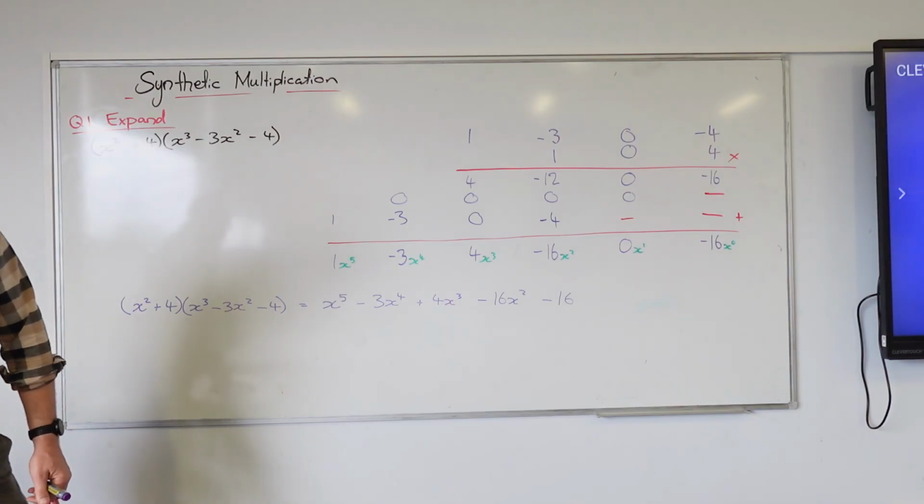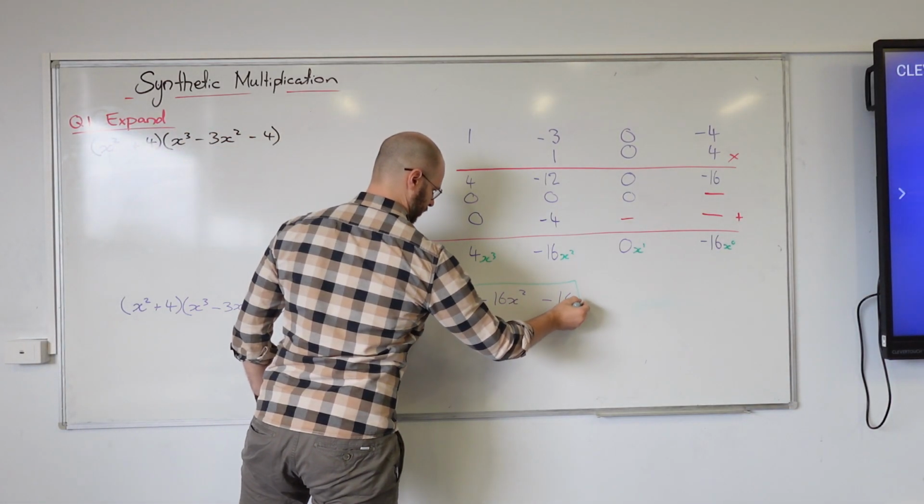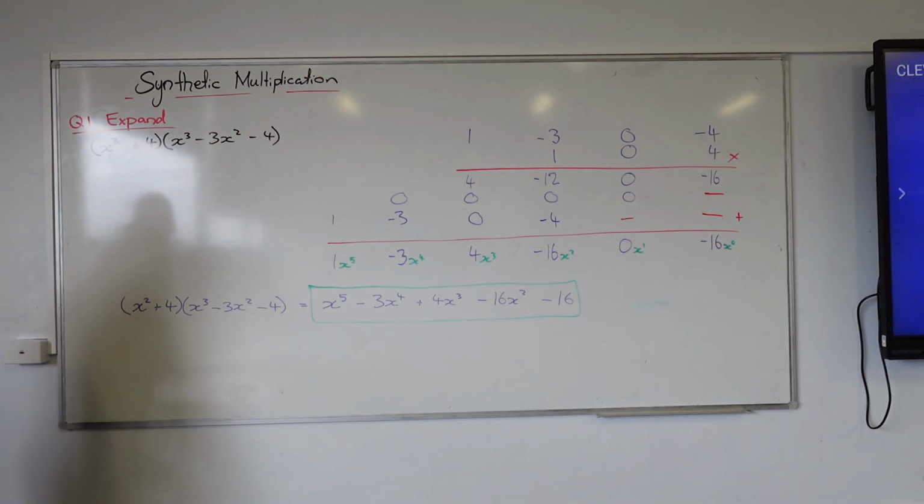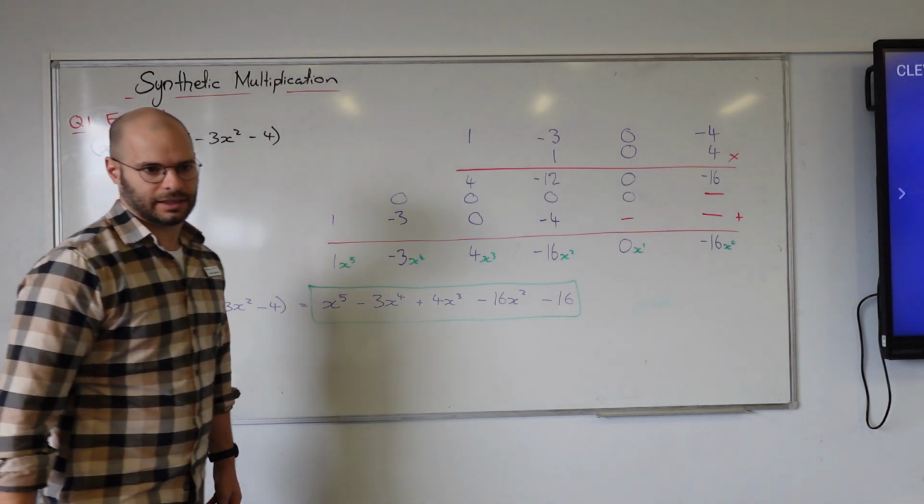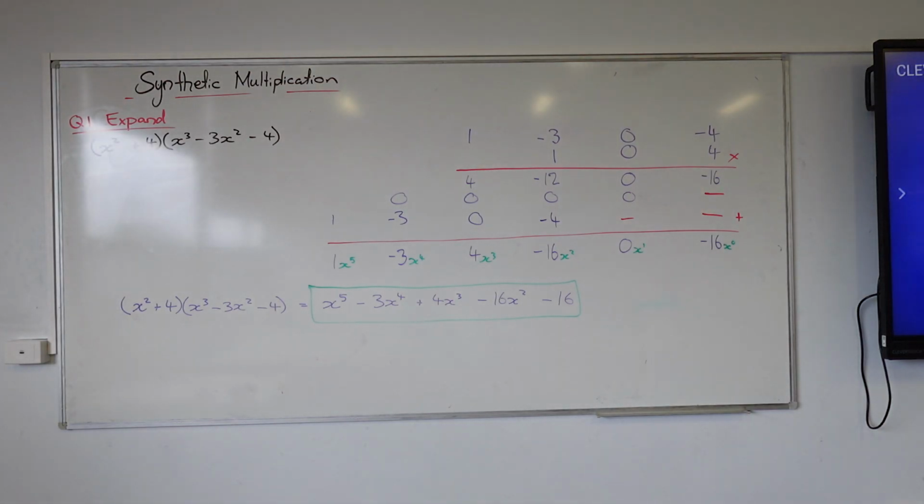Seem okay? So this is called synthetic multiplication. The application of synthetic multiplication is for when you're dealing with polynomials of a higher order than 2, so products of a higher order than a linear factor, because it enables you to expand outwards at a much faster rate.